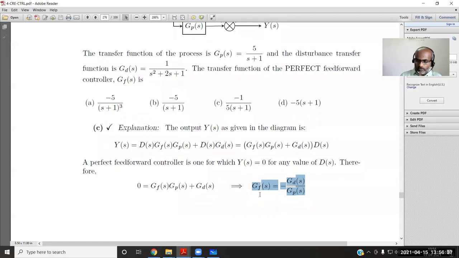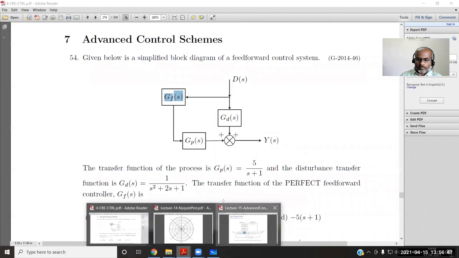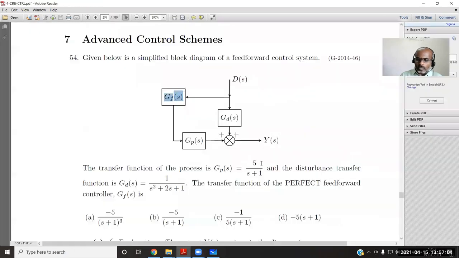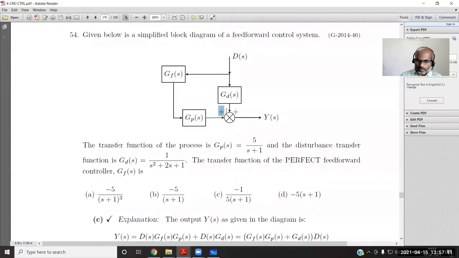So if you have this feed forward transfer function, referring to the block diagram, this is nothing but the feed forward computation. So we have the disturbance measurement, the disturbance process, and this feed forward computation, and its value is equal to GD by GP, minus GD by GP. So minus or plus all depends on these two groups.